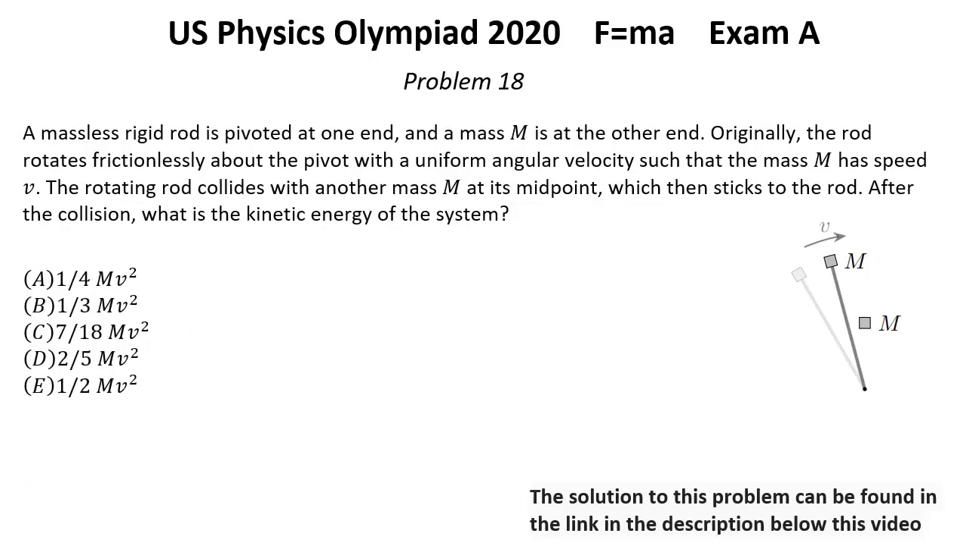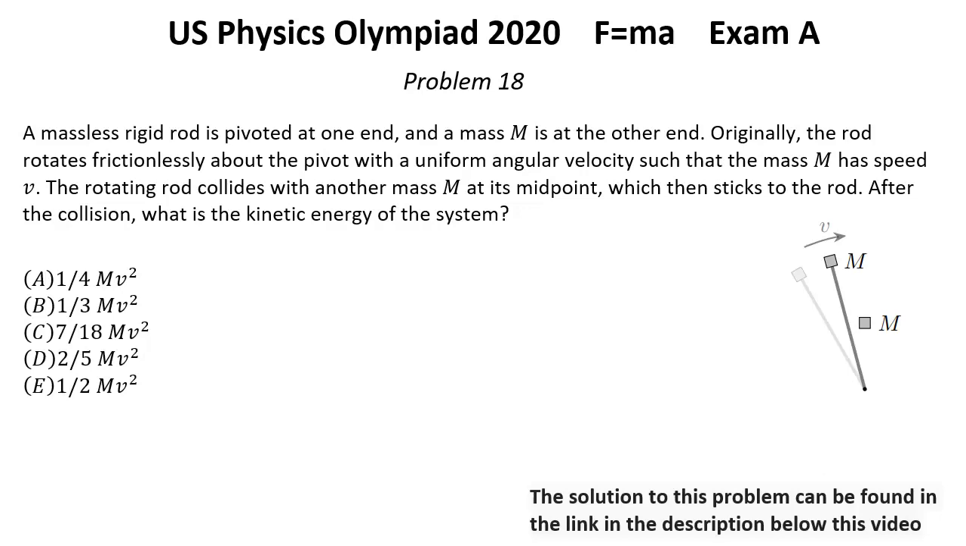Problem number 18. A massless rigid rod is pivoted at one end and a mass M is at the other end. Originally, the rod rotates frictionlessly about the pivot with a uniform angular velocity such that the mass M has speed v. The rotating rod collides with another mass M at its midpoint, which then sticks to the rod. After the collision, what is the kinetic energy of the system?